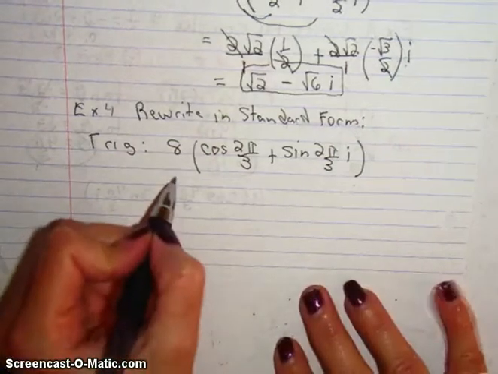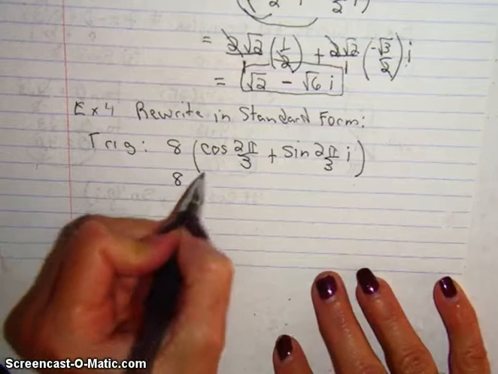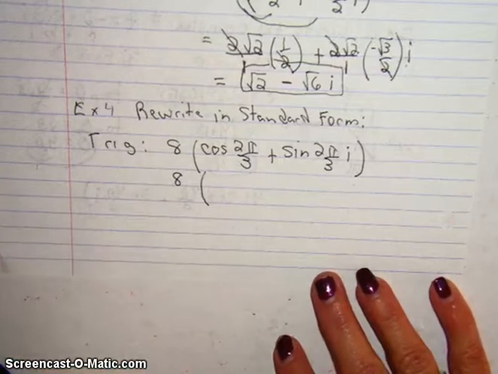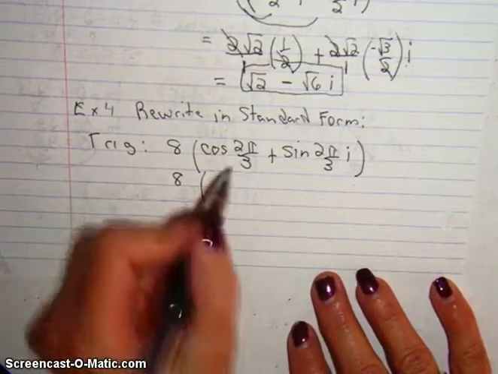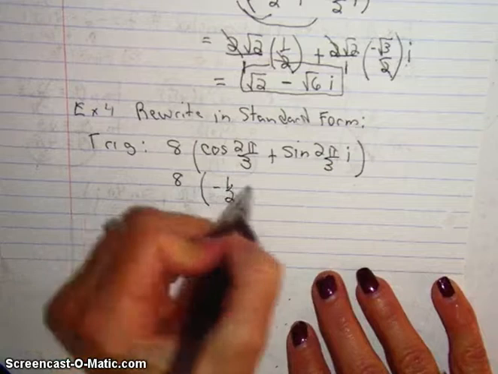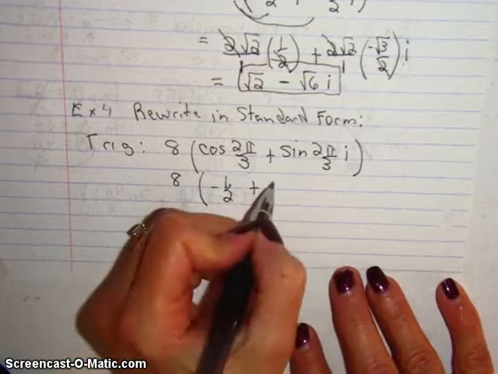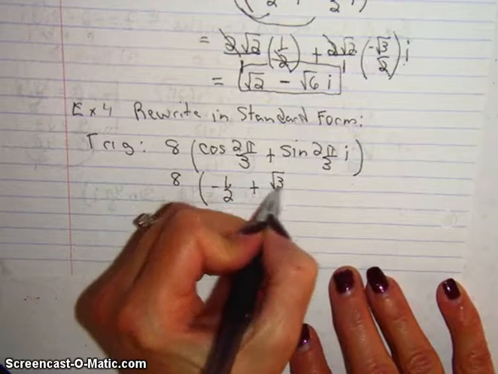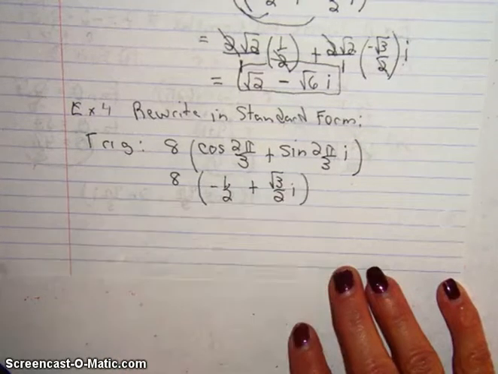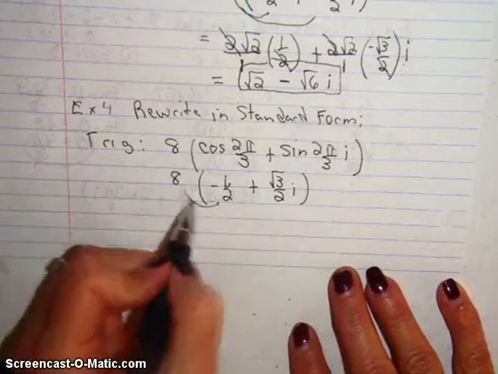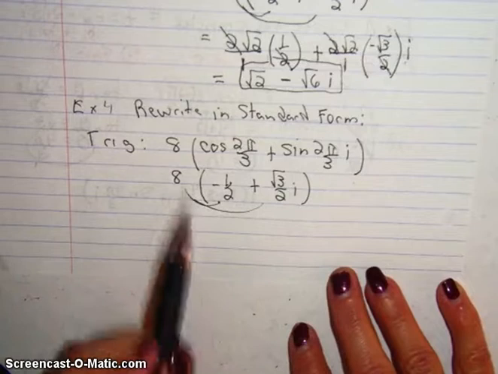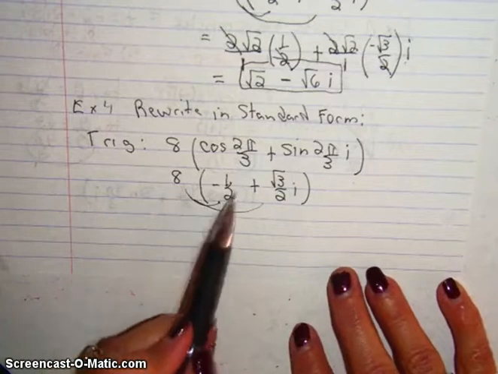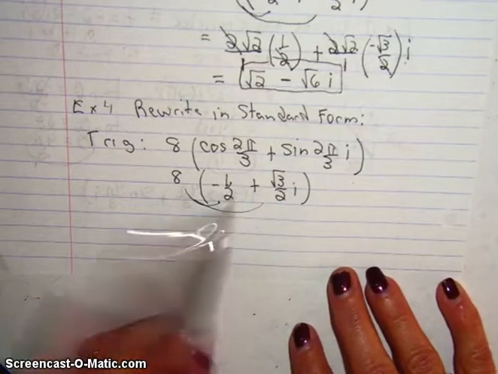Okay, well, we'll talk about that. Okay, Lexi, what's the cosine at 2 pi over 3? Negative 1/2. Sine, Lexi? Root 3 over 2. Yeah, i. Okay, then we distribute. This is not too tough. Is it 8 times negative 1/2, or half of 8?